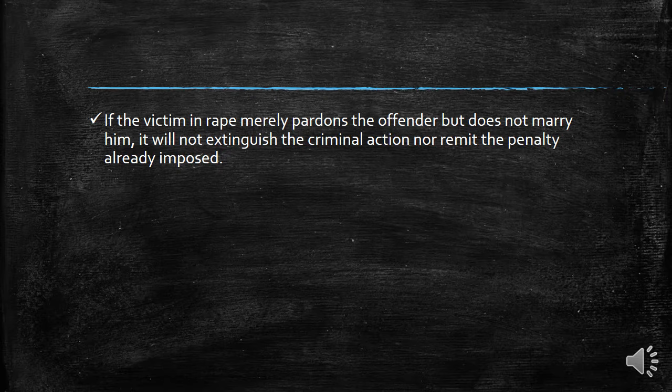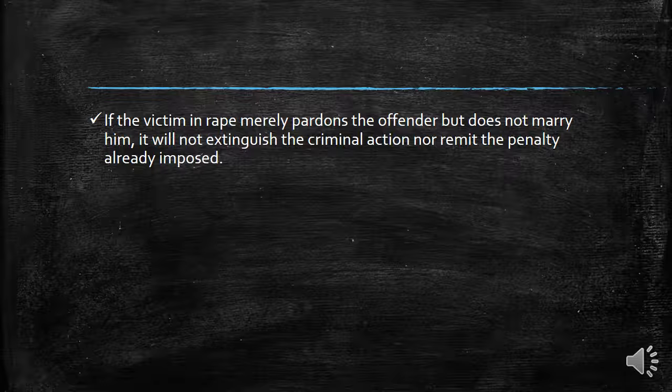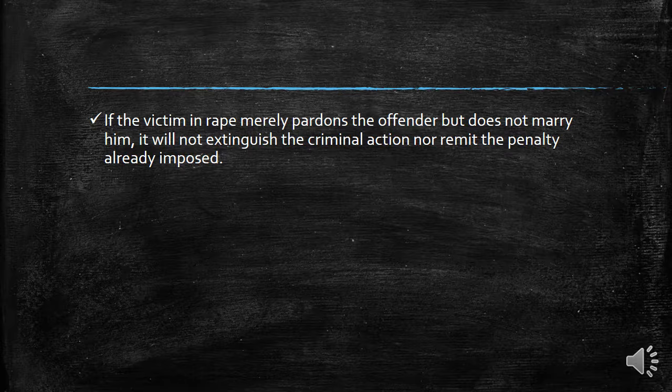The only way for the criminal action to be extinguished or for the penalty already imposed to be remitted is by virtue of the marriage between the offender and the victim, meaning whether prior to the institution of the criminal action, or during the pendency of the criminal case, or during the time when the convict in rape has already started to serve sentence, if they happen to marry each other, then such marriage will extinguish the criminal action or remit the penalty already imposed.